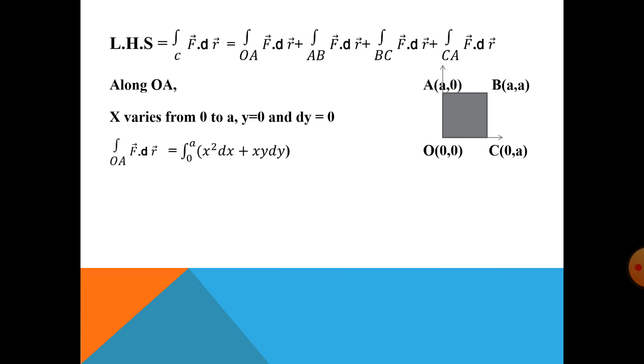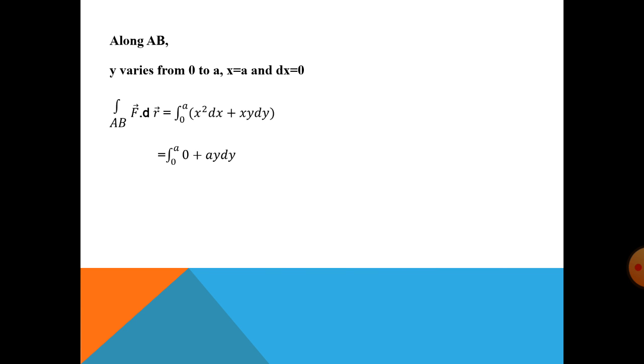So along OA, x varies from 0 to a. Y value remains the same, that is 0. Substitute F vector dot dr vector value and then replace y value and dy value as 0. Integrate it with respect to x and then substitute the upper and lower limits, we get a cube by 3. Along AB, y varies from 0 to a. X value remains the same, that is a. So dx is also 0. Substitute F vector dot dr vector value and then replace x value as a and dx value as 0, and then integrate with respect to y, we get a cube by 2.